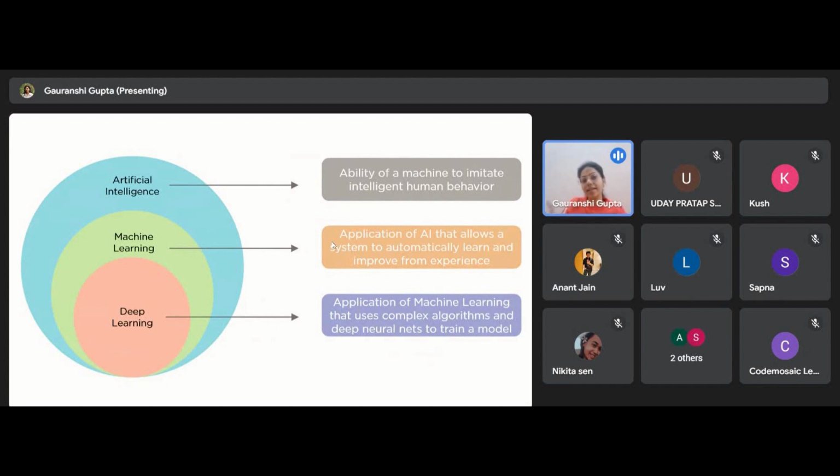And in this way, it goes on improving itself. So this is what machine learning is, because it specifically focuses on experience and learning. And deep learning is a further subset of machine learning in which we use complex algorithms using deep neural nets. So if anyone has any doubt, they can ask in between in the chat, or maybe they can open their mic and say.